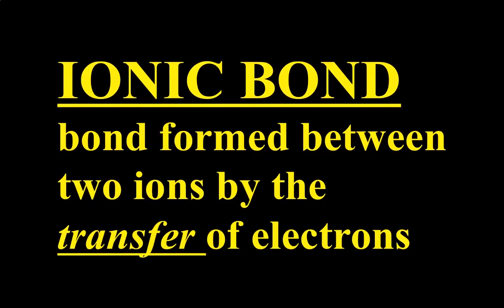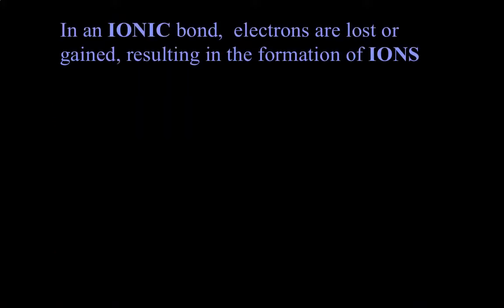Alright guys, so now let's look at one type of chemical bond that exists. So that's called ionic bonds. Ionic bonds are formed between two ions by the transfer of electrons. So one atom is going to give electrons and another atom is going to gain electrons. In the process you form something called ions that are charged particles. I know you've read about those before. And my hope is that in this presentation you'll really understand what ions are.